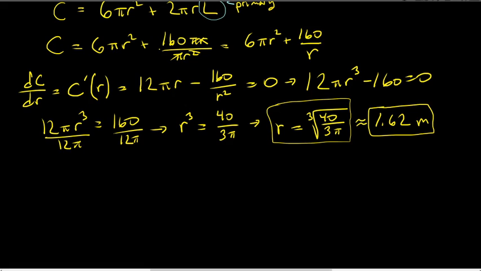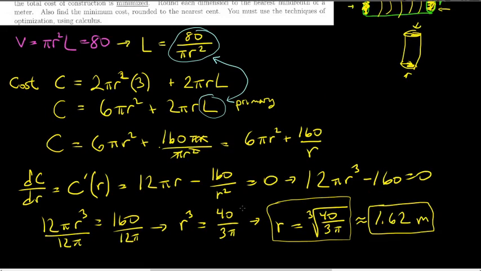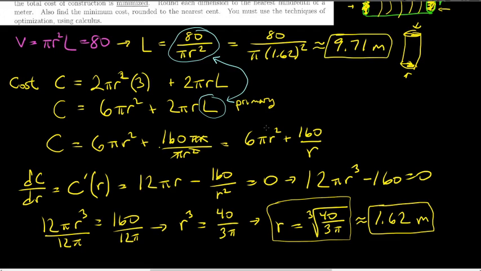Oh, I asked for the length as well. Well, there it is, right? So 80 divided by pi, and then 1.62. It's fine to use the approximate at this point. So this will be 9.71 approximately. So 9.71 meters for the length.